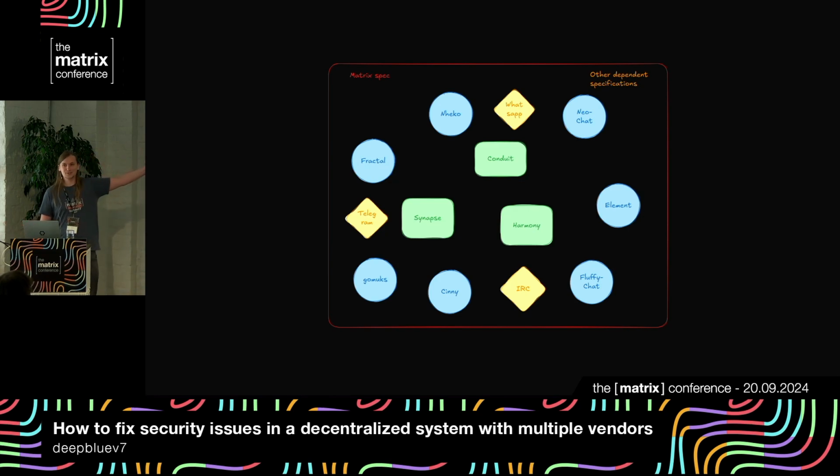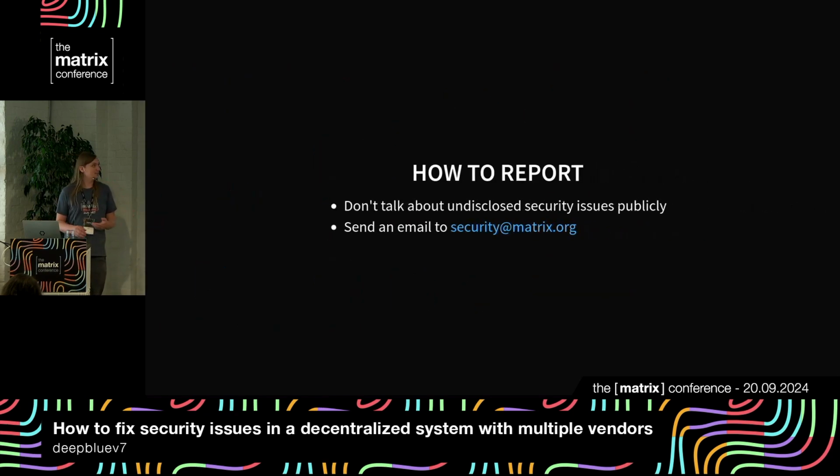We have different servers like Conduit, Harmony, Synapse. We have lots of different clients. We have different bridges. And all of those could possibly be affected by a security issue that's a core part of the protocol. So when we need to fix them, we of course run into a lot of problems. Now, how do we even start with that?